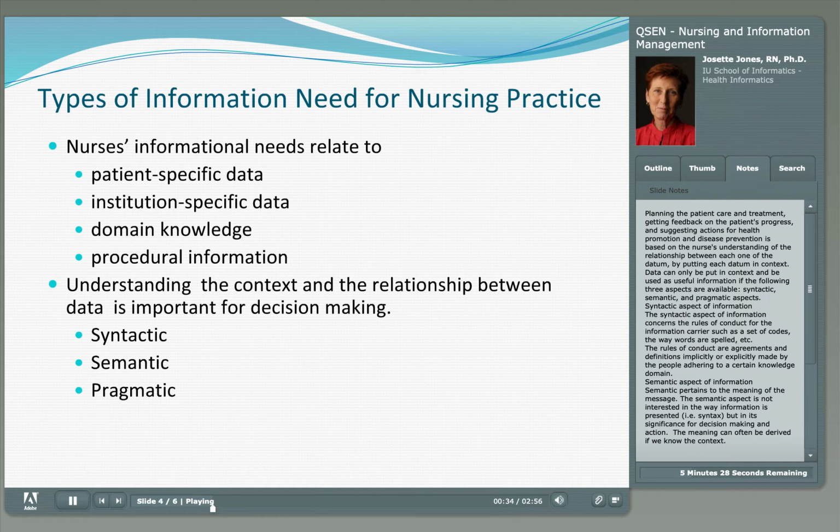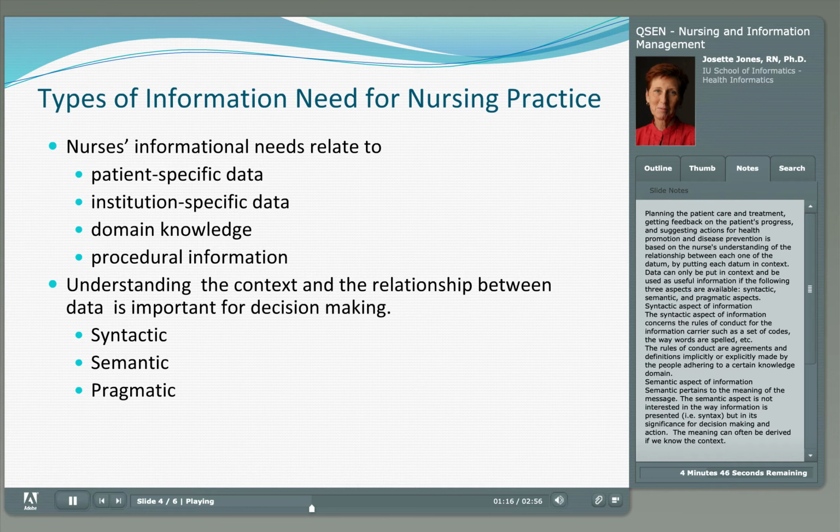Data can only be put in context, and useful information can only be derived, by adding the three following aspects: syntactic, semantic, and pragmatic. The syntactic aspect of information concerns the rules of conduct and presentation of the data, meaning the order of words and the way words are spelled. The rules of conduct are agreements and definitions made by the people adhering to the domain of knowledge.